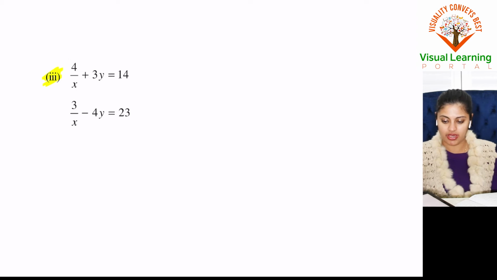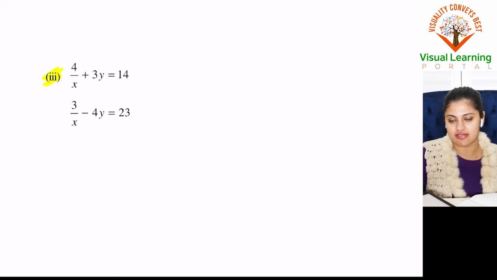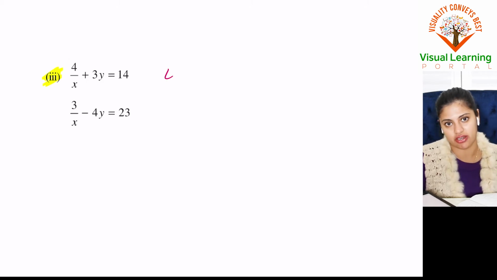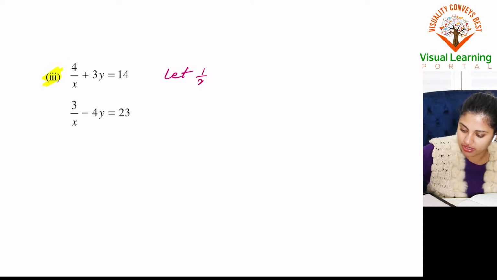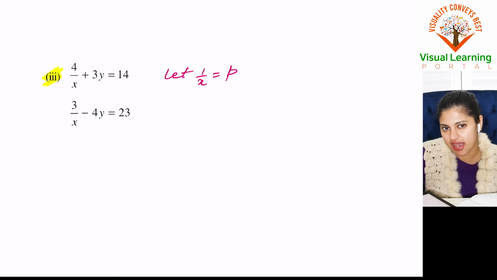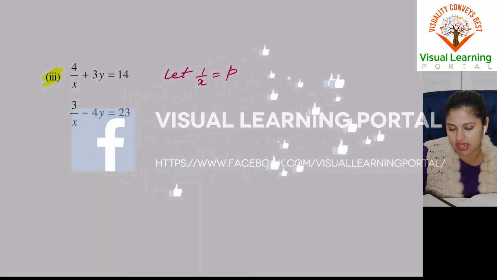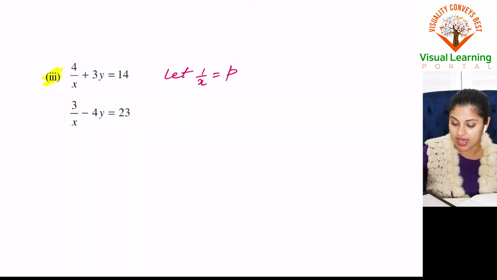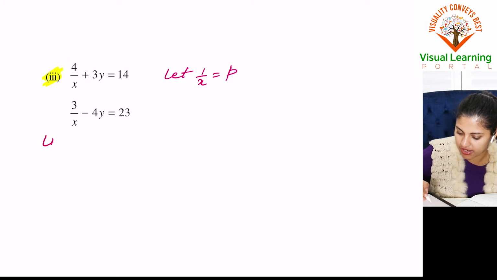Here we can see that 3y is basically a part of the linear equation, so there is no need to change 3y. You can change 1 over x as another term. So how can you do it? You're going to write, let 1 over x be z, maybe p, and p is easy as we took it from the first question. So you can assume 1 over x as p, and you can leave y as such.